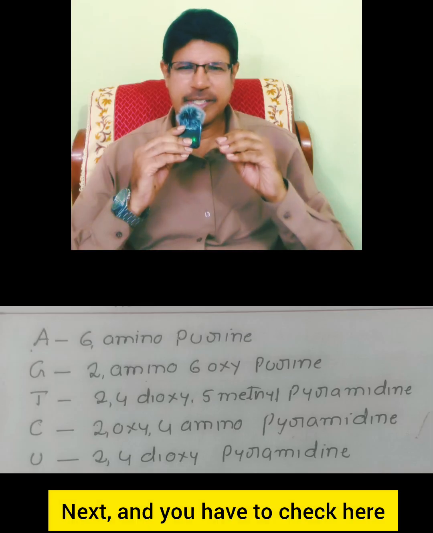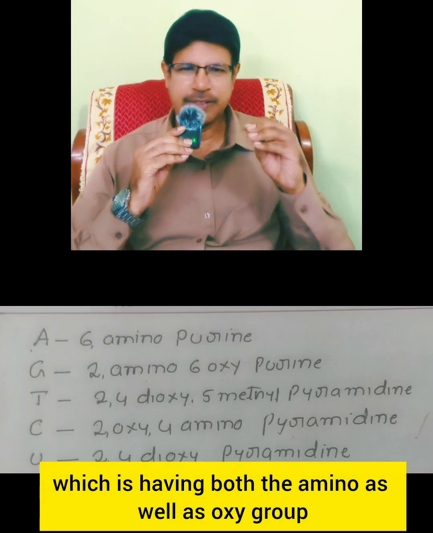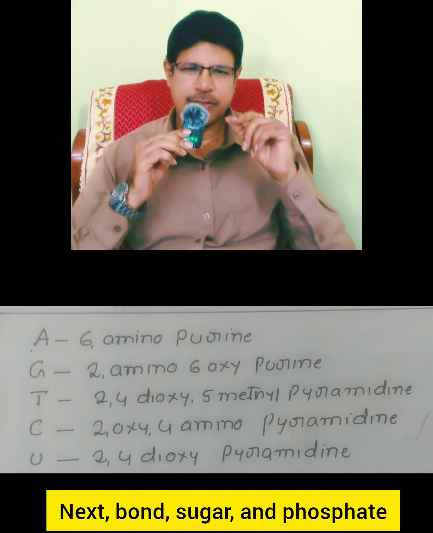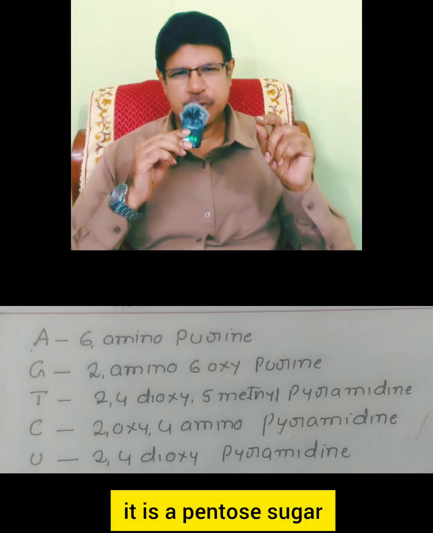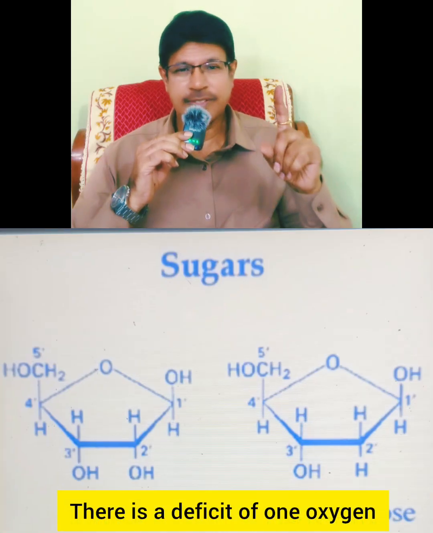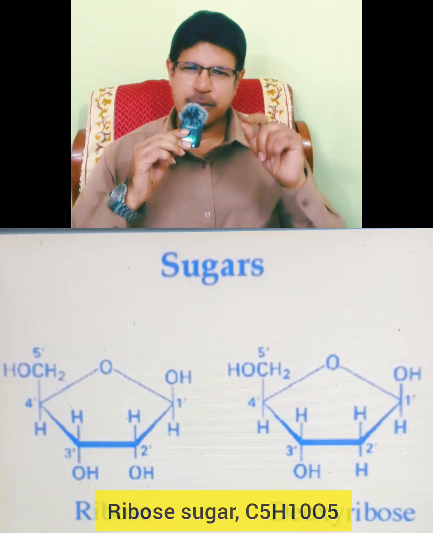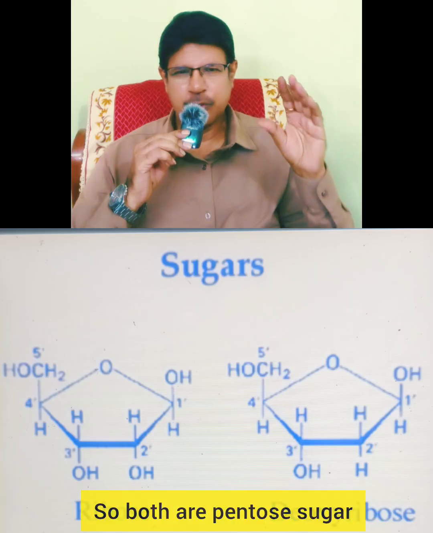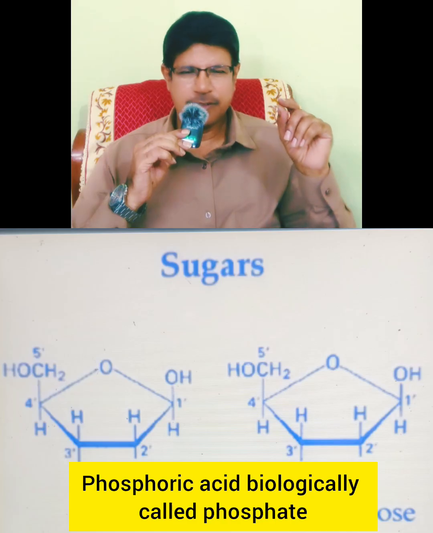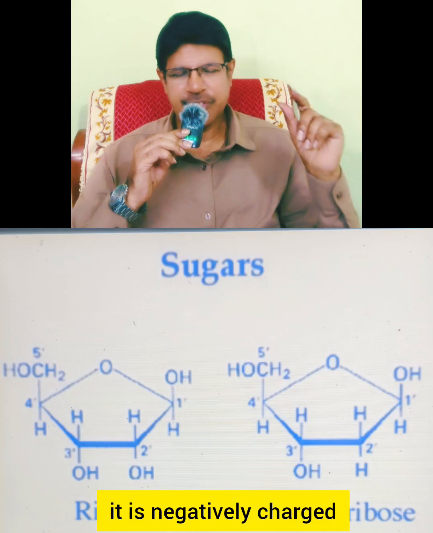Next, you have to check here which is having an amino group, which is having an oxy group, which is having both the amino as well as oxy group. That constitutes one question. Next, sugar and phosphate. The sugar is a pentose sugar, deoxyribose sugar, C5H10O4. There is a deficit of one oxygen, that's why it is 2-deoxyribose. Ribose sugar is C5H10O5. So both are pentose sugars. Phosphoric acid is biologically called phosphate. As oxygens carry negative charge, that's why DNA is negatively charged.